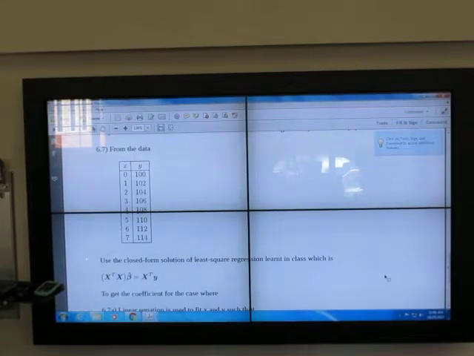6.7. We have data x and y. X is 0, 1, 2, 3 until 7. Y is 100, 102, 104. By just looking at it, you can tell it is y equal to 100 plus 2 multiplied by x. Just that, right? So we know the analytical solution. So your task is to find if you can get it or not. Can you? We actually can if we use a closed form solution for least square regression that we learned in class. You agree?